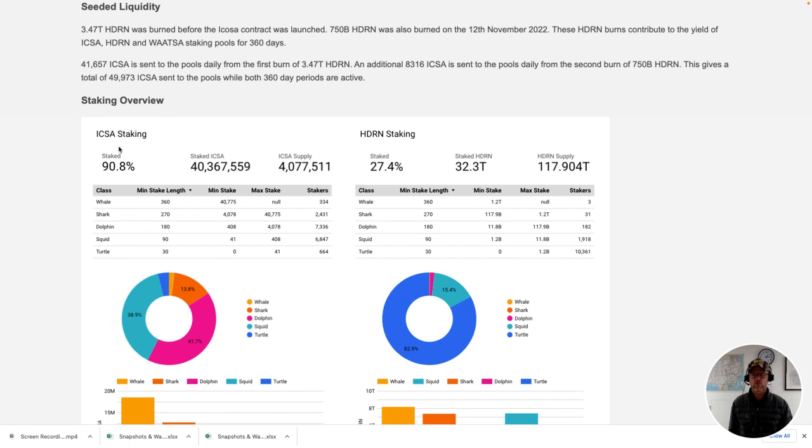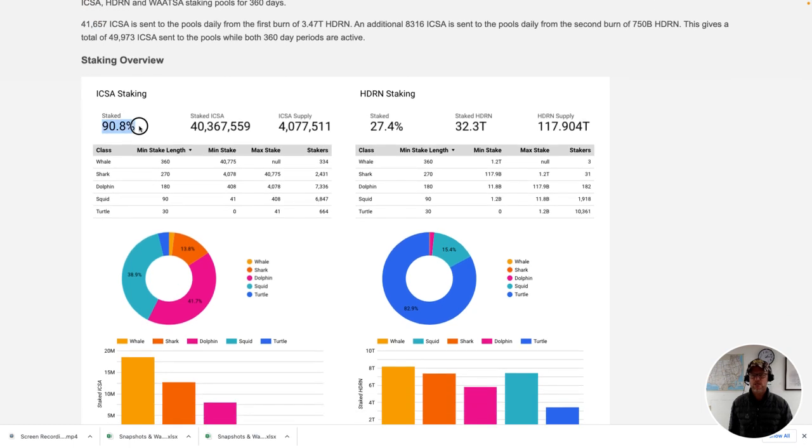Here's a staking overview. 91% of all ICOSA in existence is staked, totaling 40 million ICOSA. So this is what is staked. This is liquid in people's wallets, and this is what's staked. So now the leagues are based on the ICOSA that's staked.